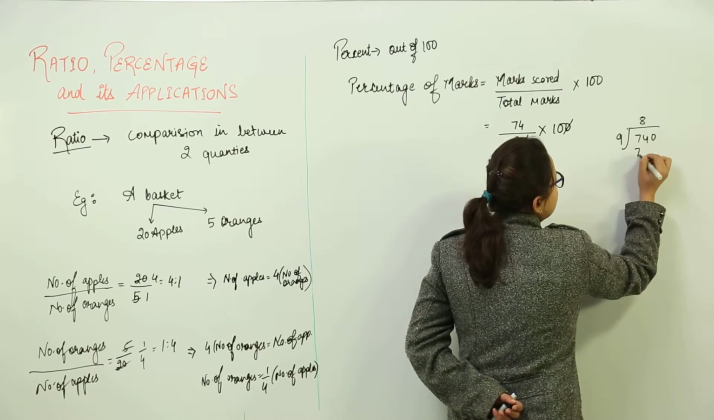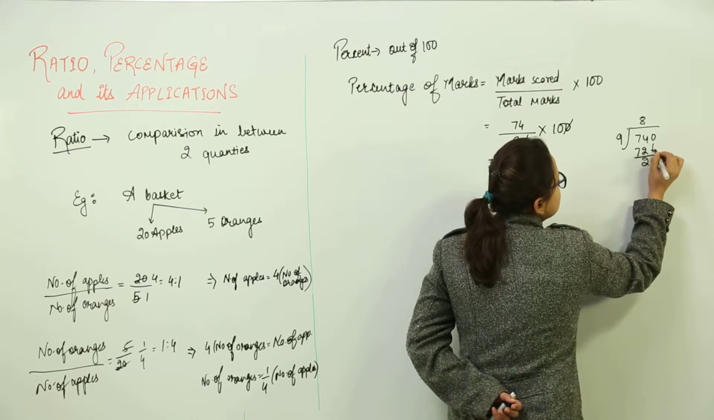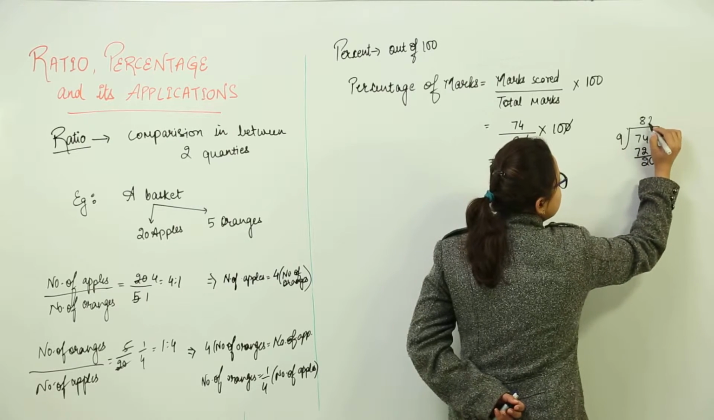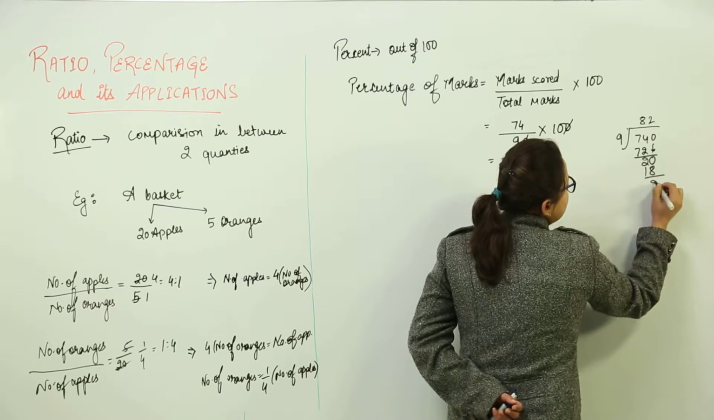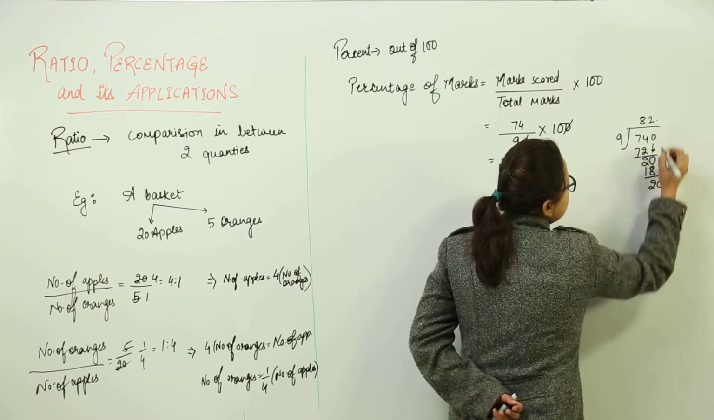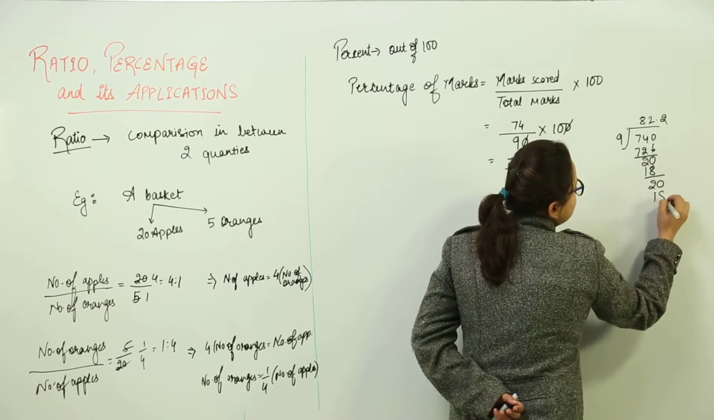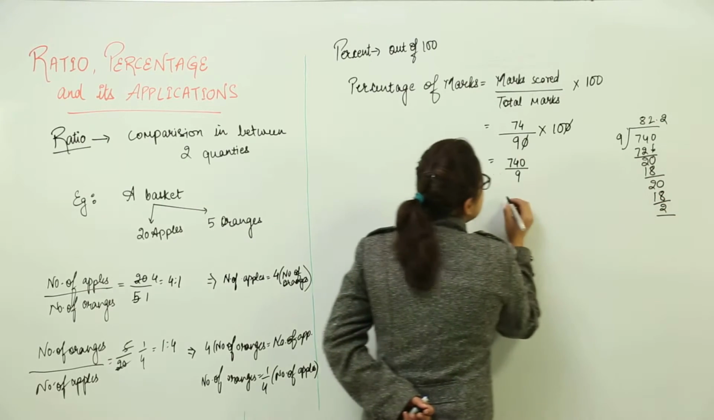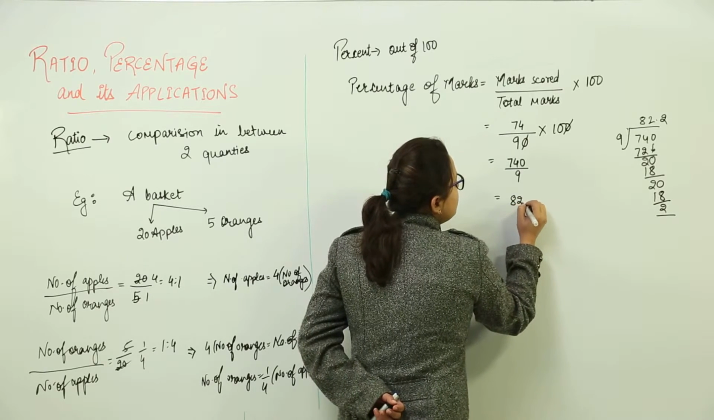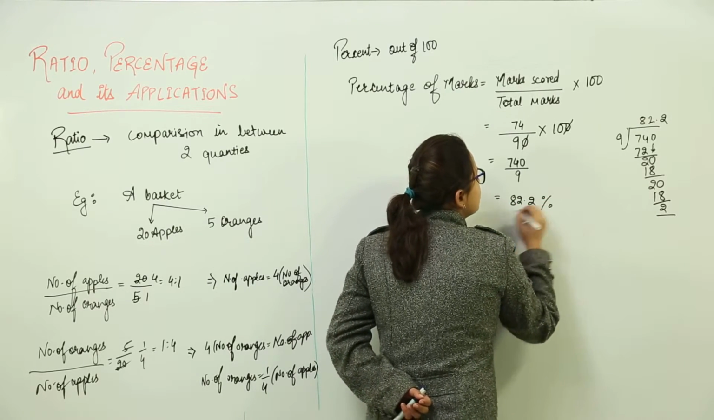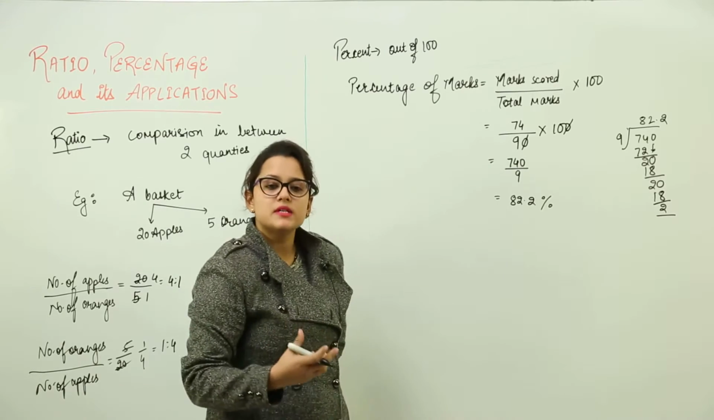9 8s are 72, 2 remainder, 0 noted down, 9 2s are 18, again 2, 0, 2, again 18, and so on. So we take the percentage to be 82.2%. This is how we calculate the percentages.